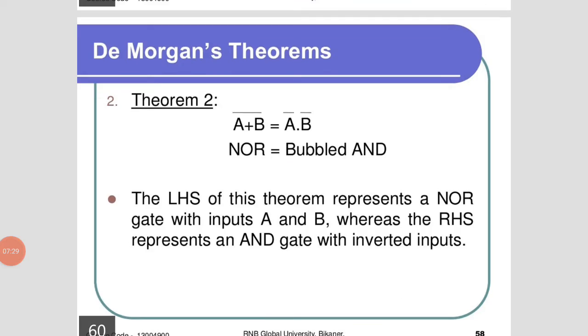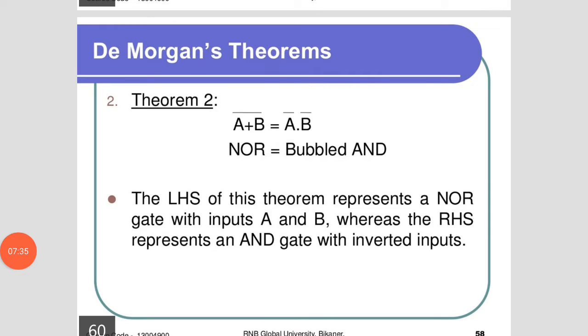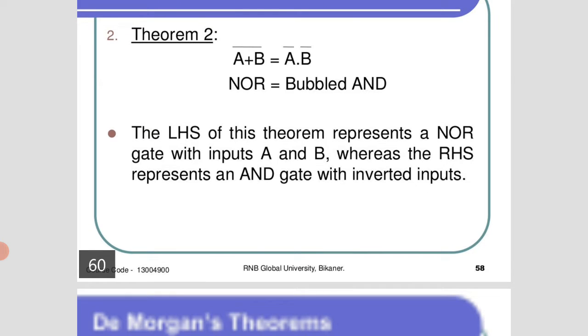After that, De Morgan's second theorem is (A plus B) whole bar is equal to A bar into B bar. (A plus B) whole bar means the output of a NOR gate, and A bar into B bar is the output of a bubbled AND gate. The LHS of this theorem represents a NOR gate with inputs A and B, whereas the RHS represents an AND gate with inverted inputs.